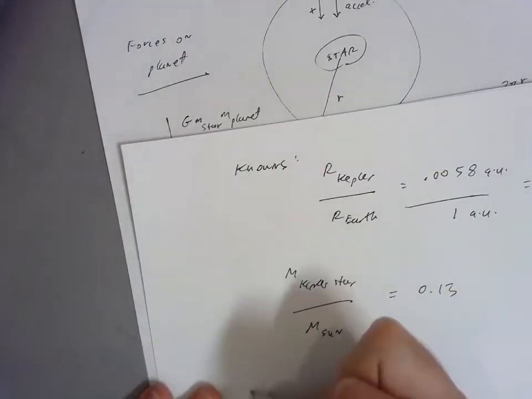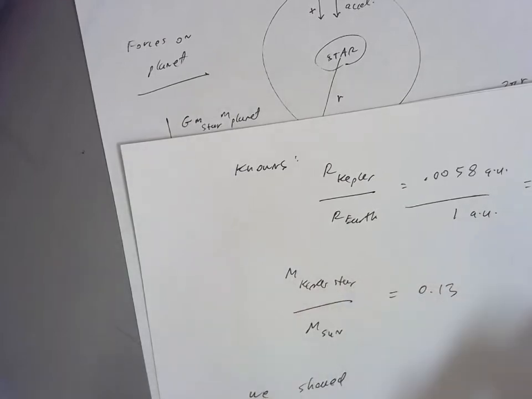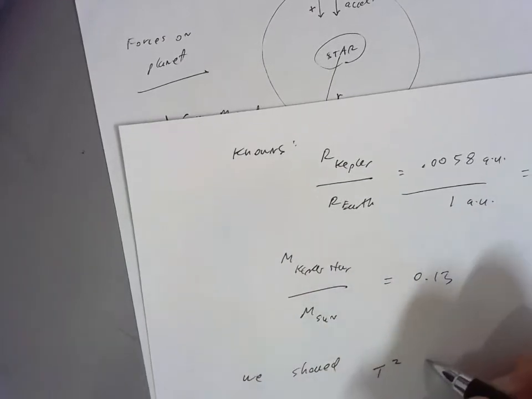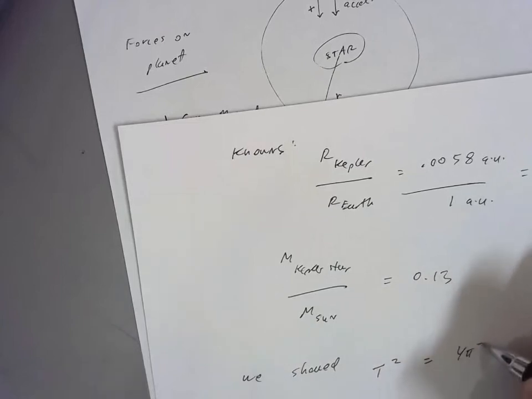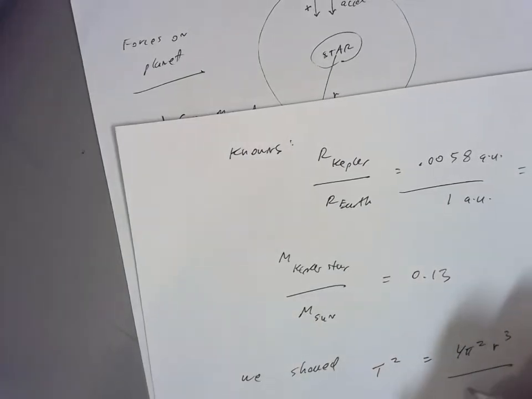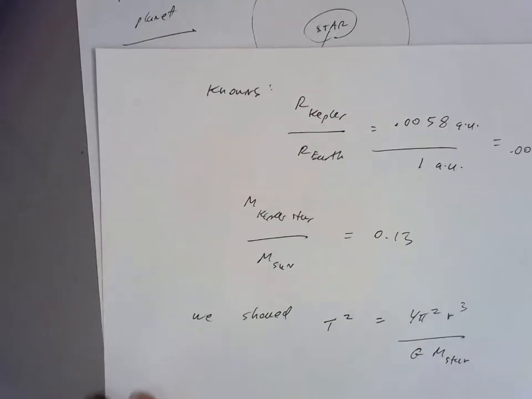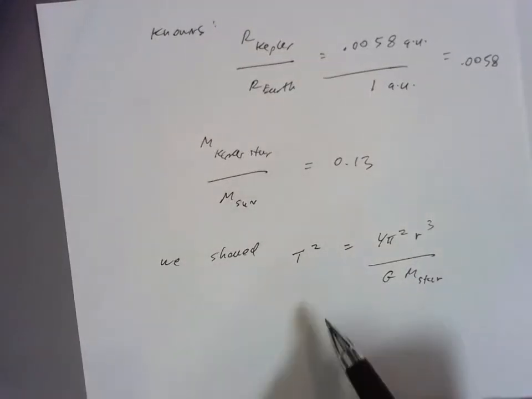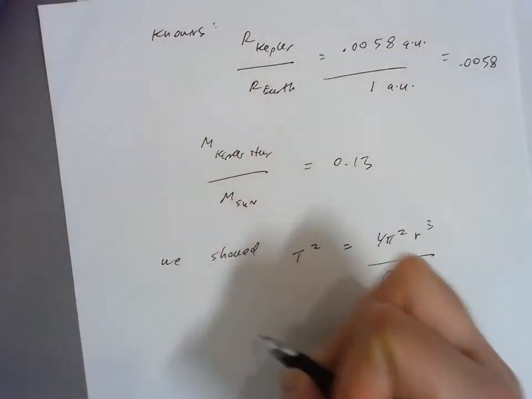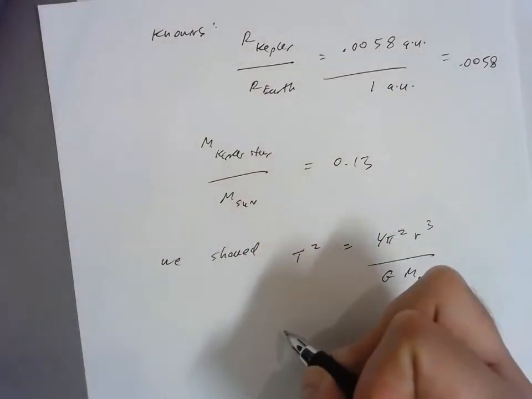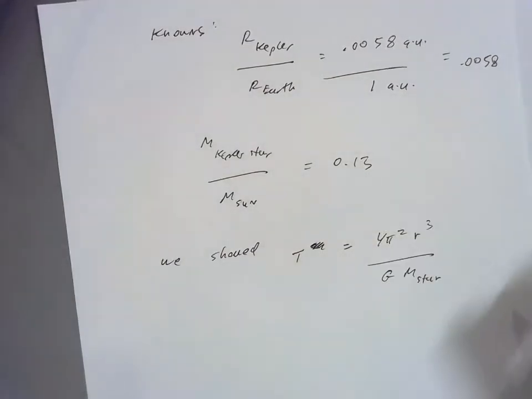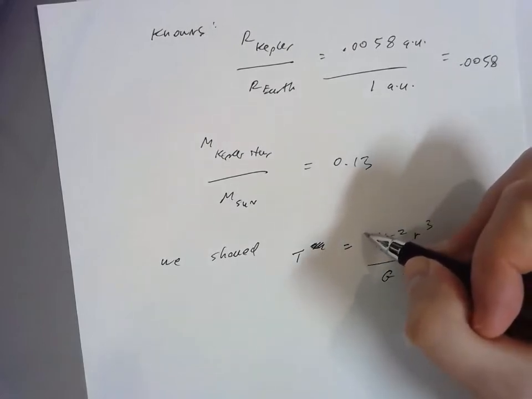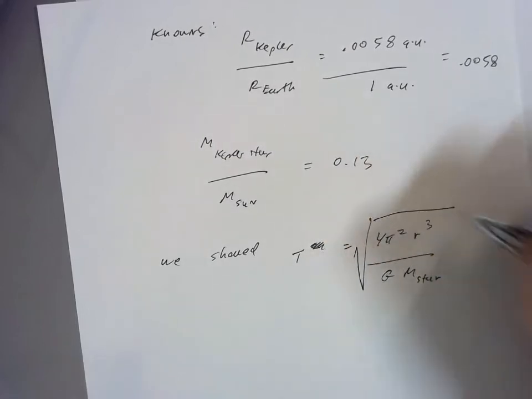So, and we showed from our formula that T squared is equal to 4 pi squared r cubed over big G times the mass of whatever star. So now when we do ratio problems, what we're going to do is apply that. We're going to solve for our unknown, and then we're going to solve for T. All right. I'm going to take the square root of both sides, like that. Now I've got T isolated.